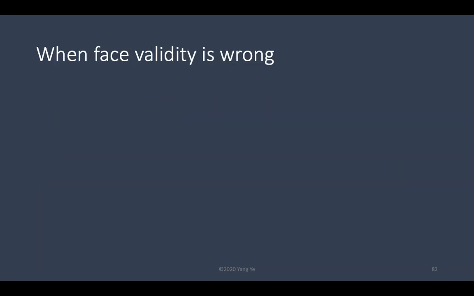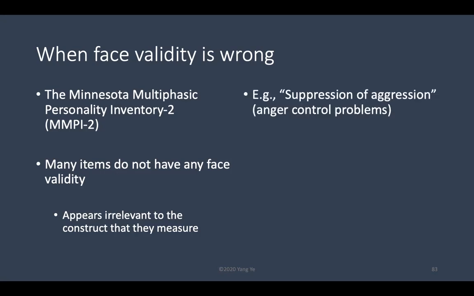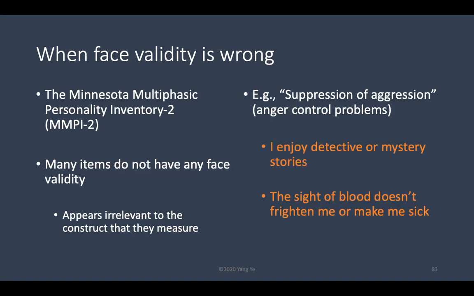But sometimes face validity can be wrong, in that in some psychological measures, a lot of the items don't have any face validity. In this case, there's the so-called Minnesota Multiphasic Personality Inventory 2. They use this a lot in clinical psychology. You have some items in the scale called suppression of aggression, like anger control problems. These items completely lack face validity, such as, I enjoy detective or mystery stories, or the sight of blood doesn't frighten me or make me sick. But what has been found is that agreement on these items correlates with anger control problems.